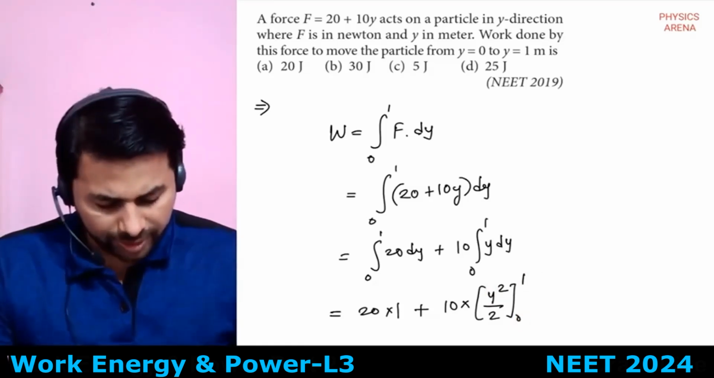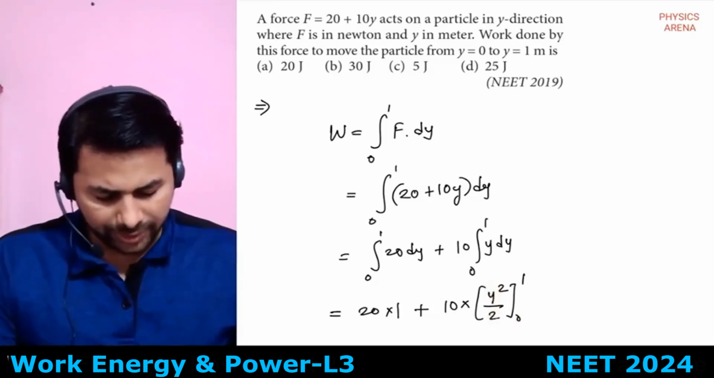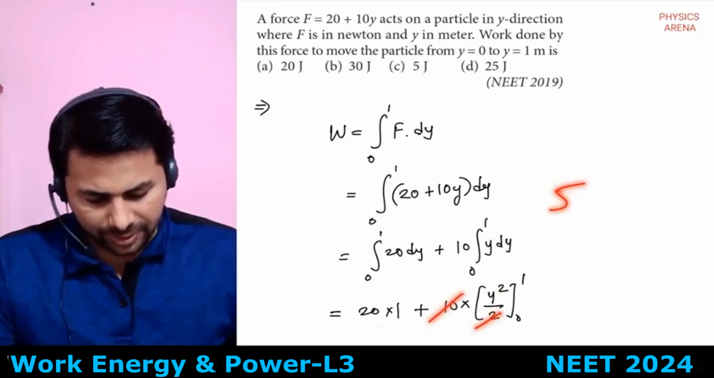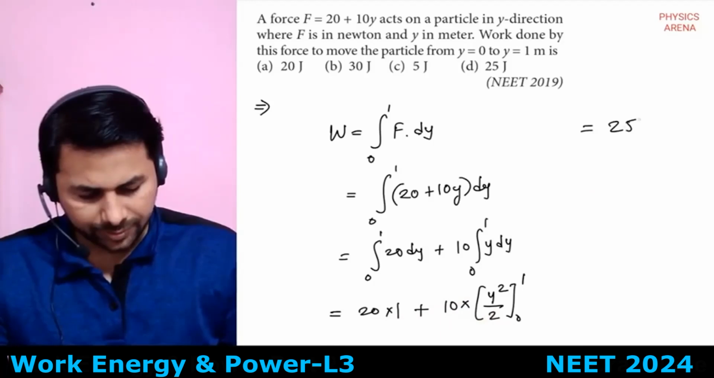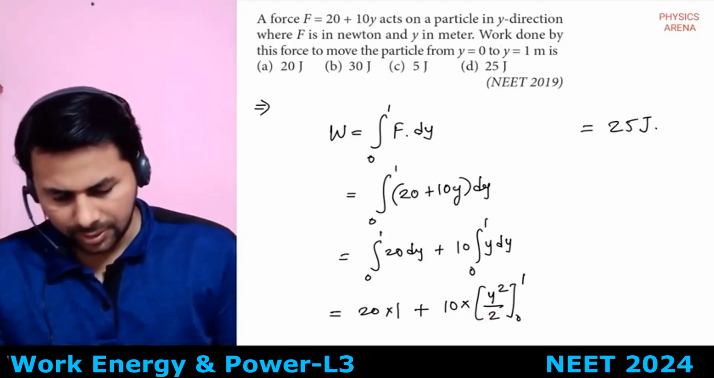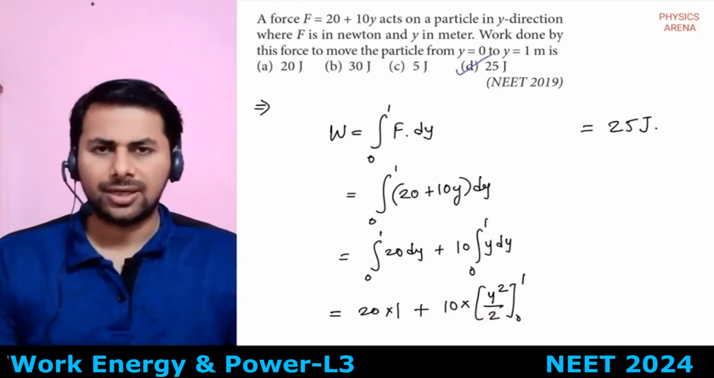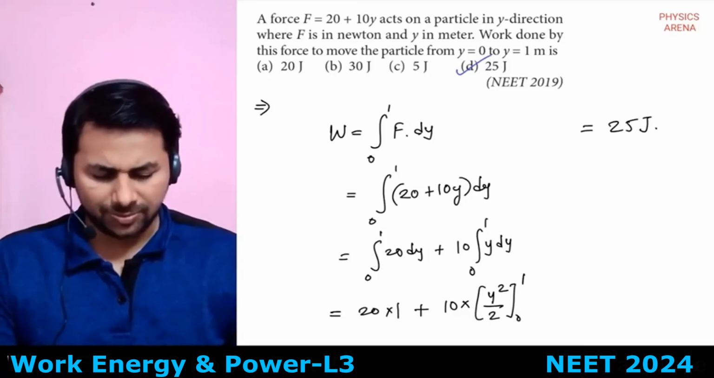So forget about the lower limit, it is 1 by 2, so that's 5. 20 plus 5 is 25. 25 joules is the answer. Okay, this is very simple.